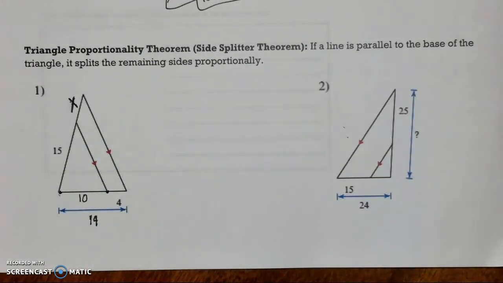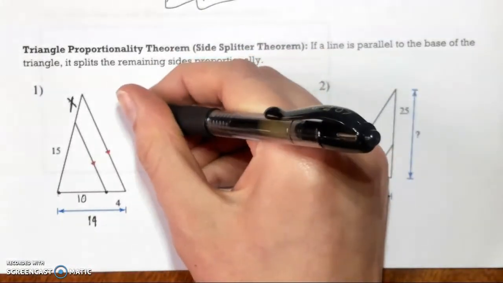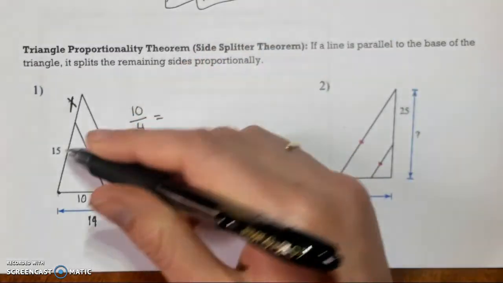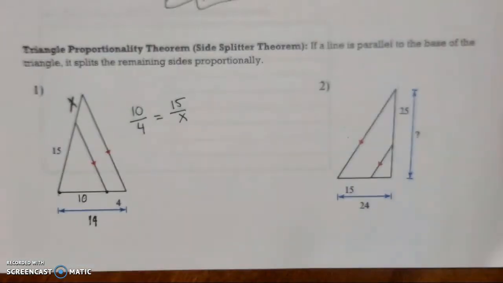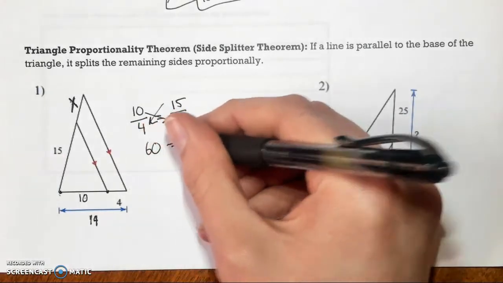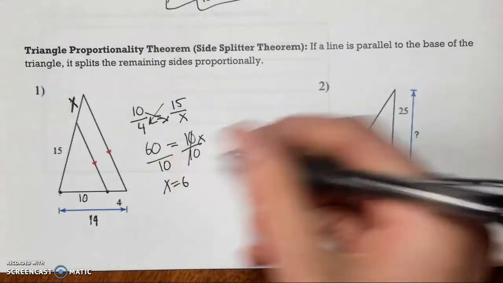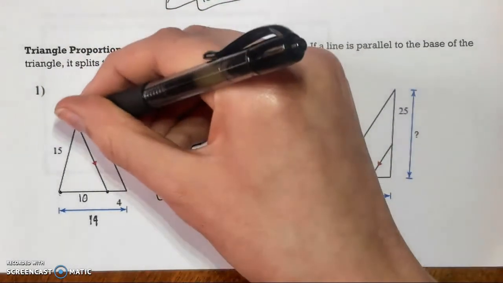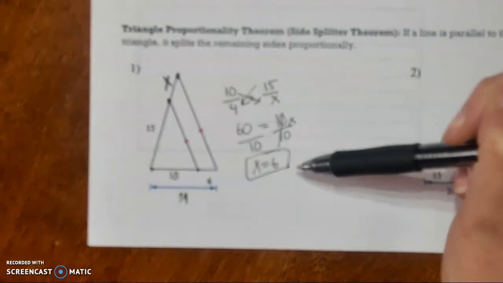And now I can set up my proportion. We can do 10 divided by 4. 10 over 4 equals 15 over x. Okay, and so we cross multiply. 15 times 4 is 60. And then 10 times x. Divide by 10 on both sides, and you get x equals 6. This missing side from here to here is 6.